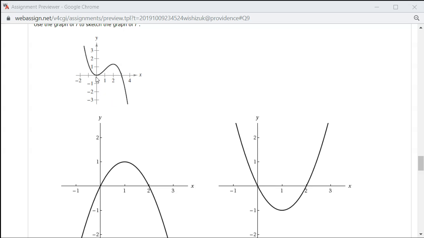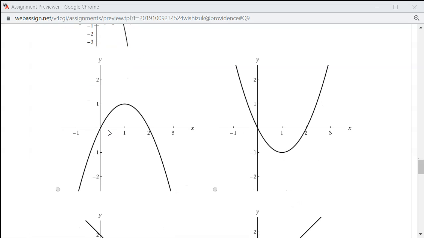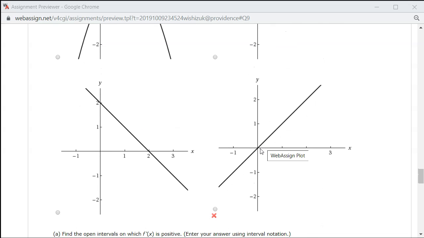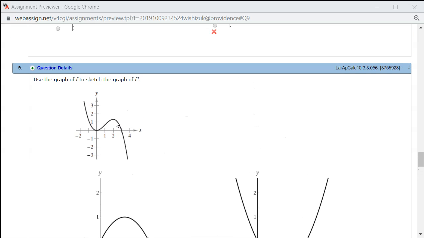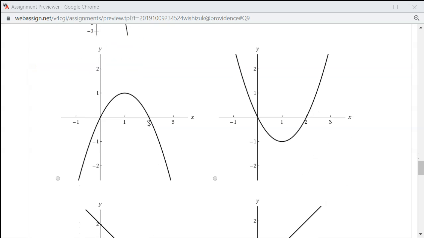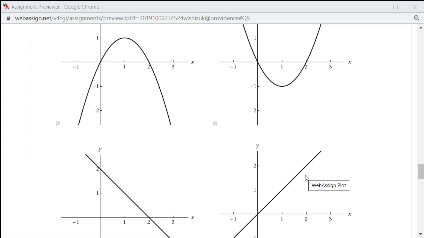Between 0 and 2, the graph is increasing, which means that the derivative is positive. You can see that between 0 and 2, it's still positive. But after that, the original graph is decreasing, which means that the derivative must be negative. So this one goes below the x-axis, which means that it is negative, but this one doesn't do it. So we know that this is the correct picture.